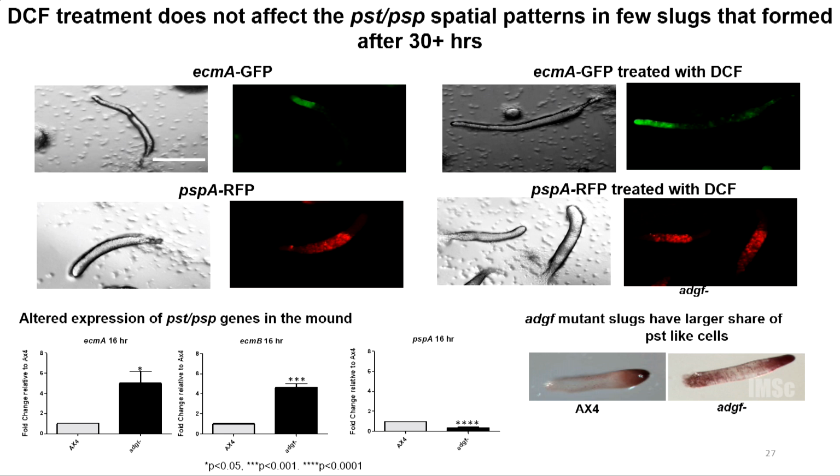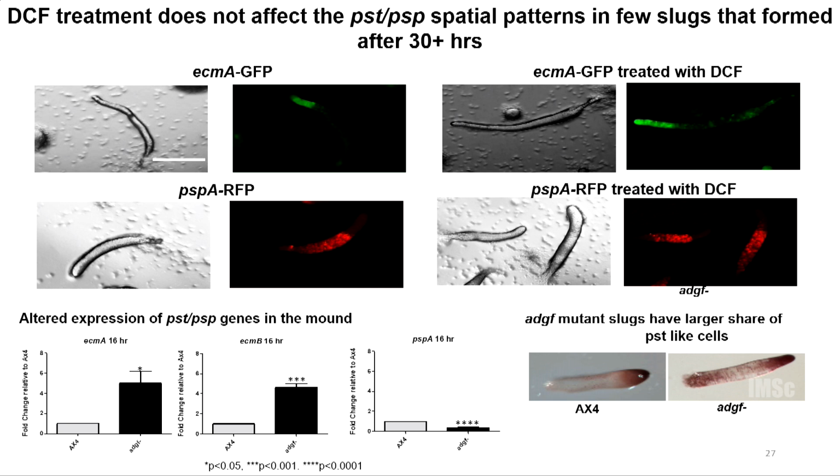Now, is DCF affecting the pre-stalk, pre-spore pattern? This is the slug. The front end of the slug is going to die and form the stalk. Here you have a molecular marker, the extracellular matrix marker, tagged to GFP. When we chemically block ADA with a drug called DCF, you see a slightly enhanced expression, and you also see some pattern of expression at the back of the slug.